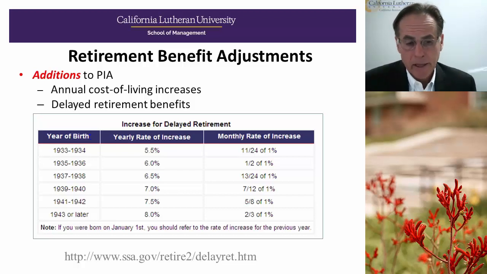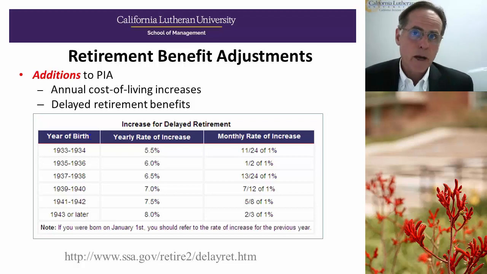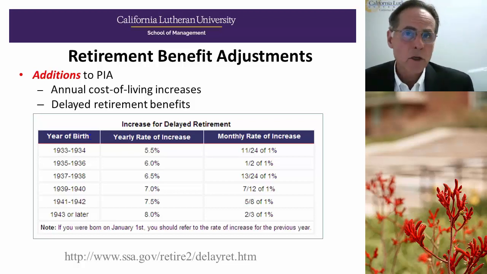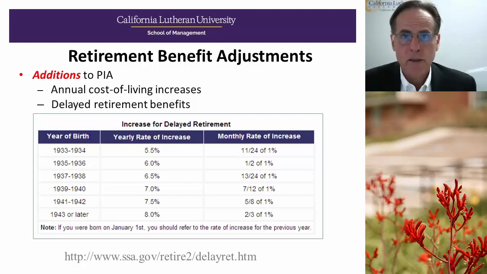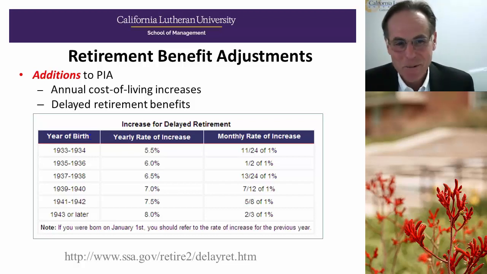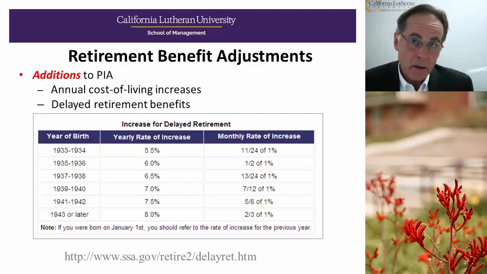Now, let's refer down to that last line, 1943 or later. You can see that the yearly rate of interest is 8%. And that's per year. That's not compounding. So let's just say that you had full retirement at 66 and delayed until you became age 70. You would have an increase of 8 times 4. So that would be 24%. So you would receive 124%, or excuse me, 132% of your projected PIA, right? That's a lot, especially in this interest rate environment.